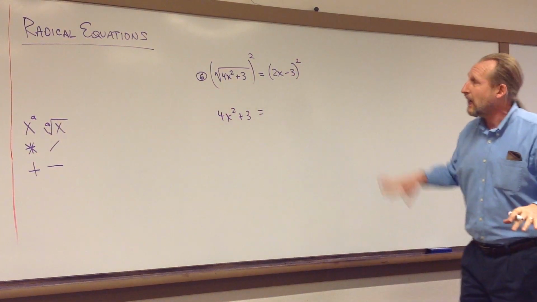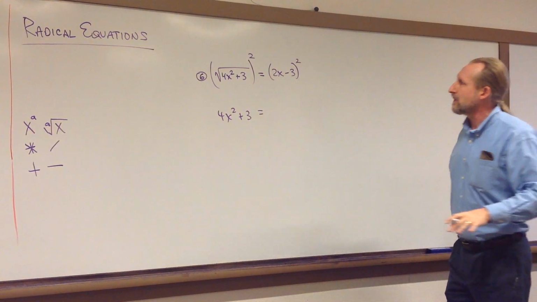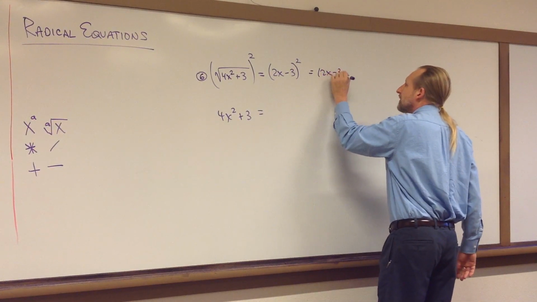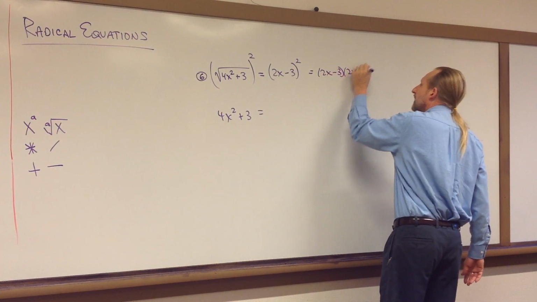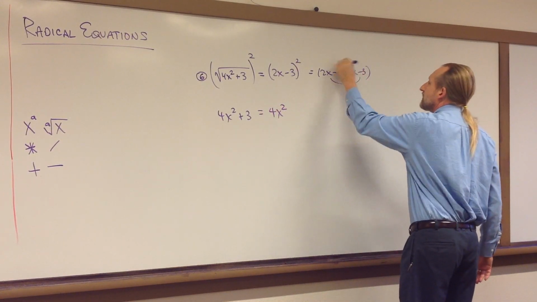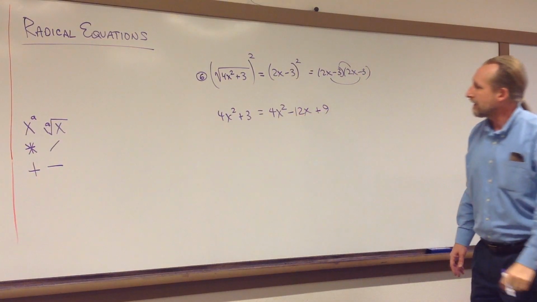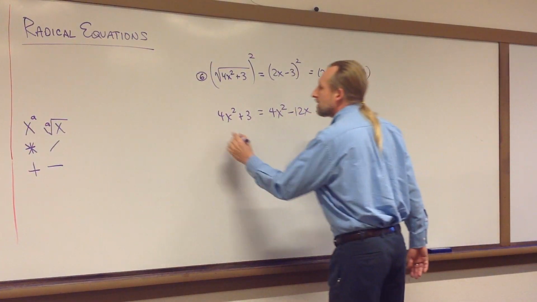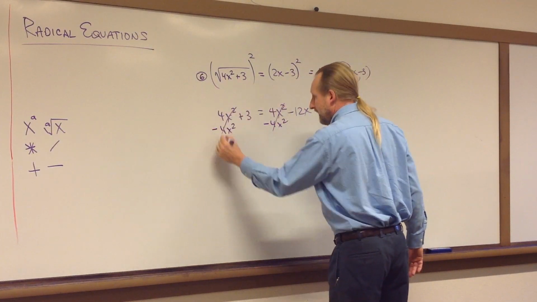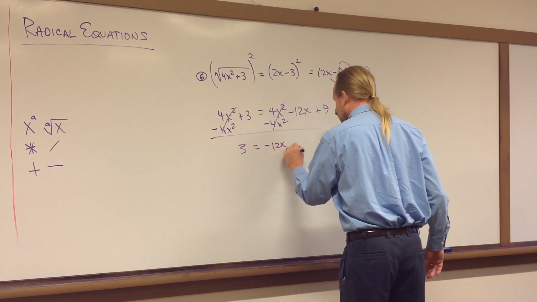Now over on the other side, you've got to be careful again. Don't think that this is going to be 4x squared minus 9. It's not. This is going to be 2x minus 3 times 2x minus 3. That'll give us 4x squared, minus 6 and minus 6 makes minus 12x plus 9. Now subtract the 4x squared, and the x squareds drop out. That's good. That makes this an easier problem to solve.